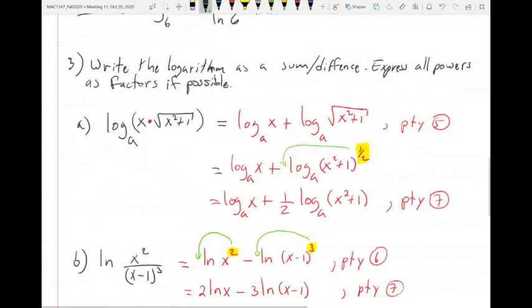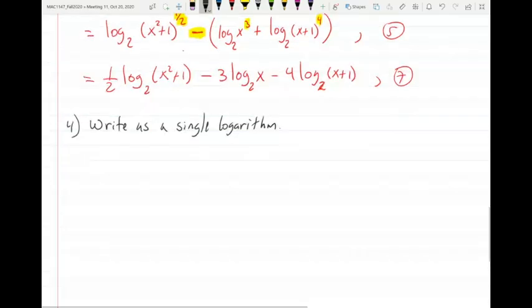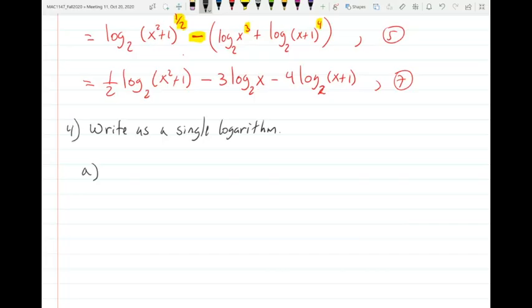So that was number 3. Now let's take a look at number 4. So write as a single logarithm. And basically it is doing what we just did, but backwards. So write as a single logarithm. And let's see. First one, let's do log base A of 7. Again, let's start with something simple, and then we start making it more interesting. Okay, so let's see. Log base A of 7 plus 4 times log base A of 3.